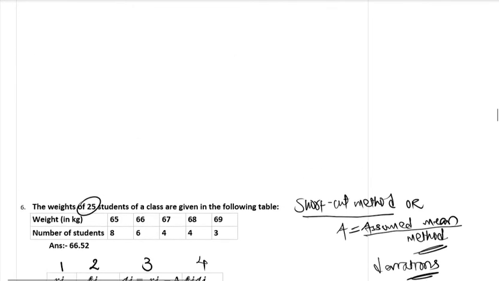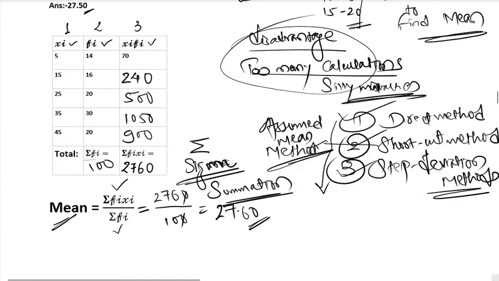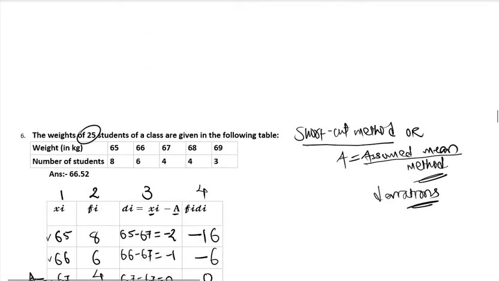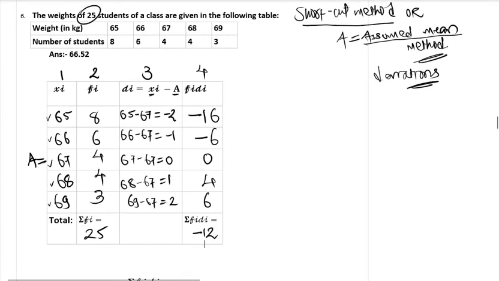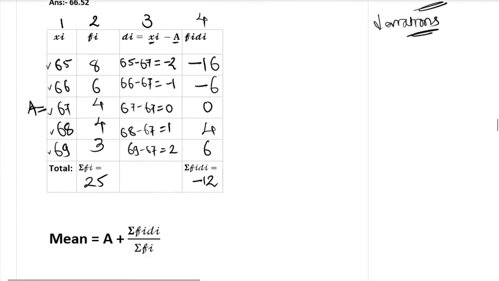Just imagine how the third method is going to be. That is step deviation method. There are going to be more elaborate steps, but the calculations will reduce to a very large extent, right?